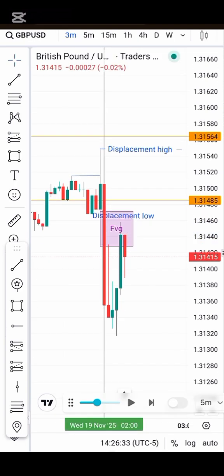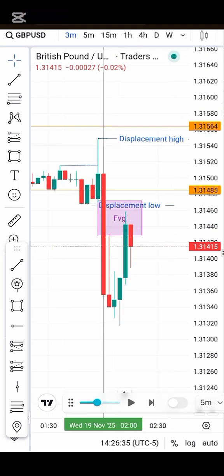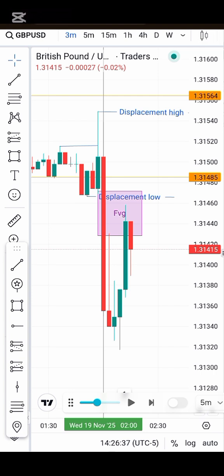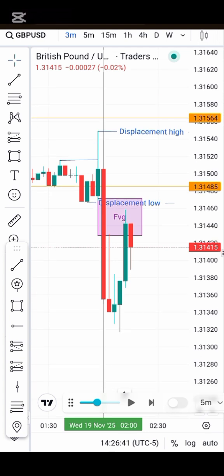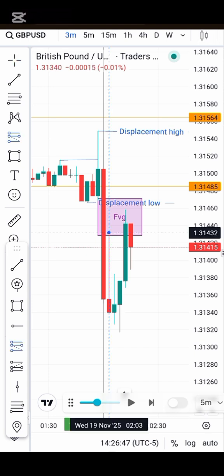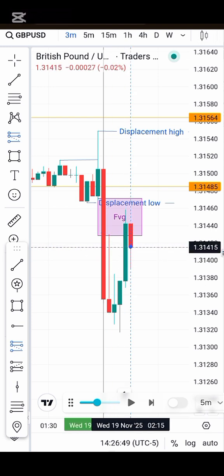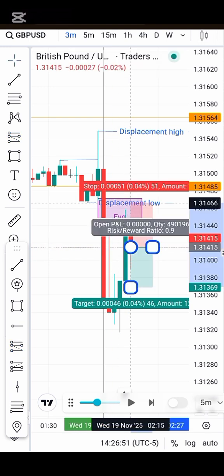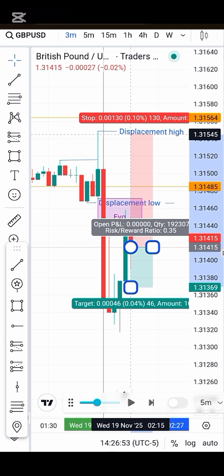Shout out to ICT. Now, we have the fair value gap. Your entry will be inside the fair value gap, and as you can see, the market has already tapped the fair value gap, so we enter immediately in this particular zone. Then your stop loss will be at the displacement high.